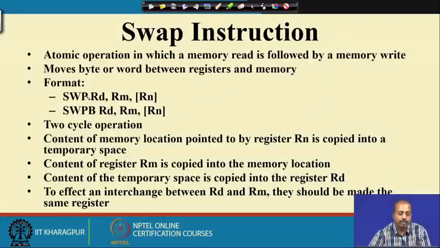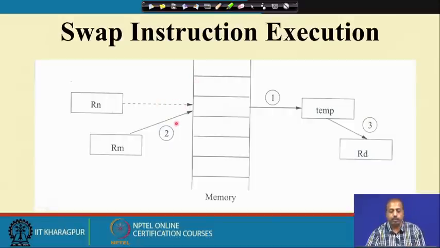So, the format is like this: SWP, then Rd, Rm and Rn. This diagram explains it better. These registers Rd, Rm and Rn are mentioned. The first operation is that from the memory location pointed to by the Rn register, the value will be moved to the temporary register. Then secondly, the value of the Rm register will be put into this memory location, and finally, the content of this temporary register will go to Rd.